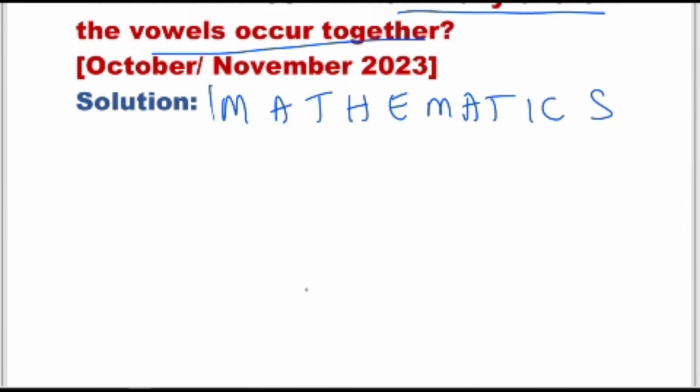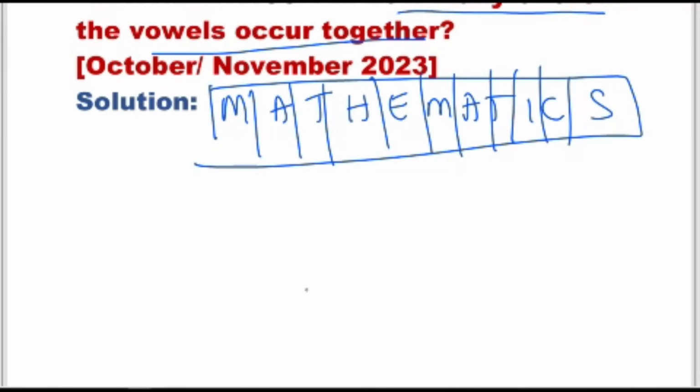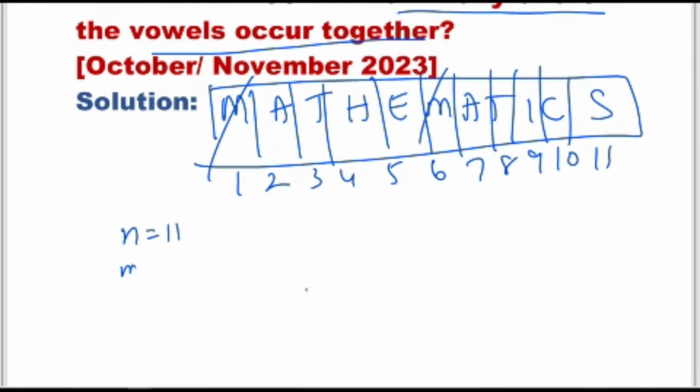MATHEMATICS, mathematics. So we'll just take all together. So here we have 1, 2, 3, 4, 5, 6, 7, 8, 9, 10, 11. So the total number is 11. So n will be 11. Then we have to check how many letters are repeated. We'll take M. M is repeated 2 times. Then A is also 2 times.